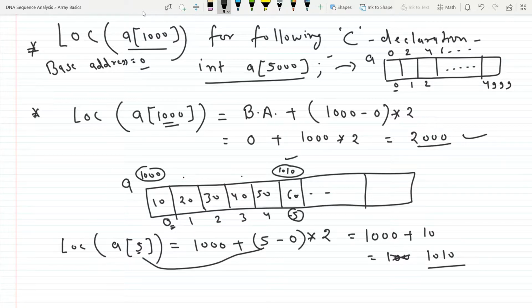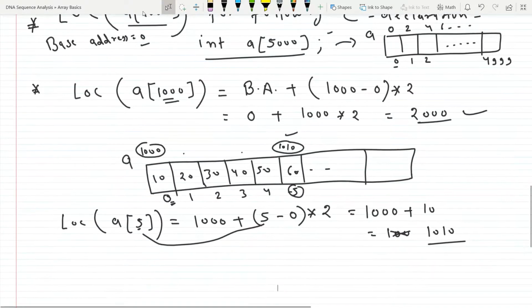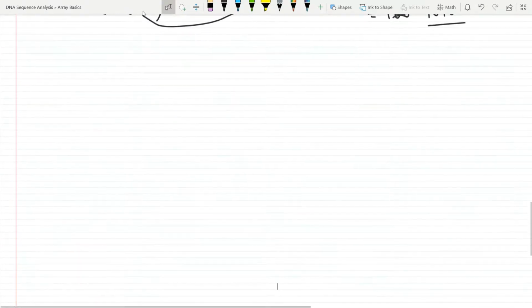Now let us do one more example, then we will generalize this concept. Okay, so what is that question? The question says: consider the following array declaration. So what is the array declaration? Array is declared like A, from -50 to +50.